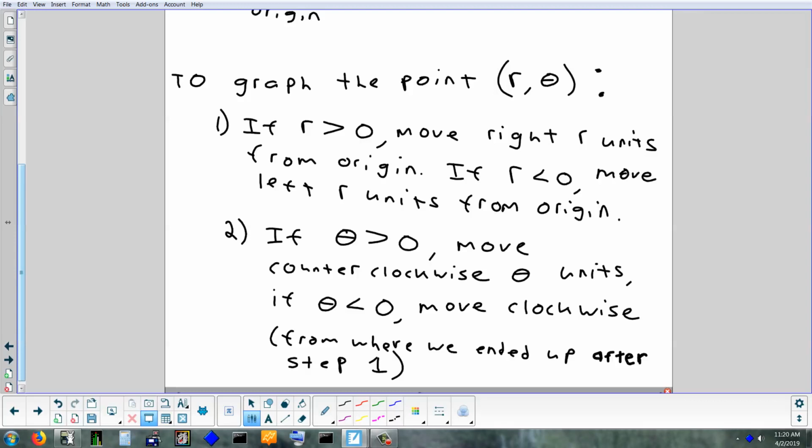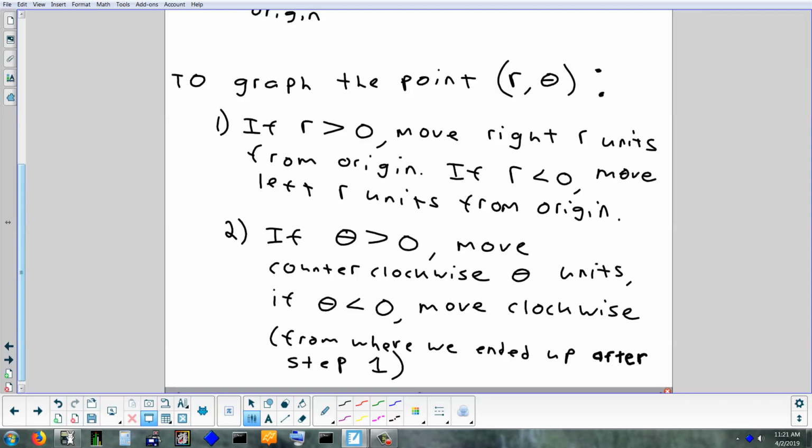Wait, if it's less than, you move clockwise? If it's less than, you move clockwise. Yep. So if you have a negative angle, that's when you move clockwise. Okay. Any other questions on those two steps?